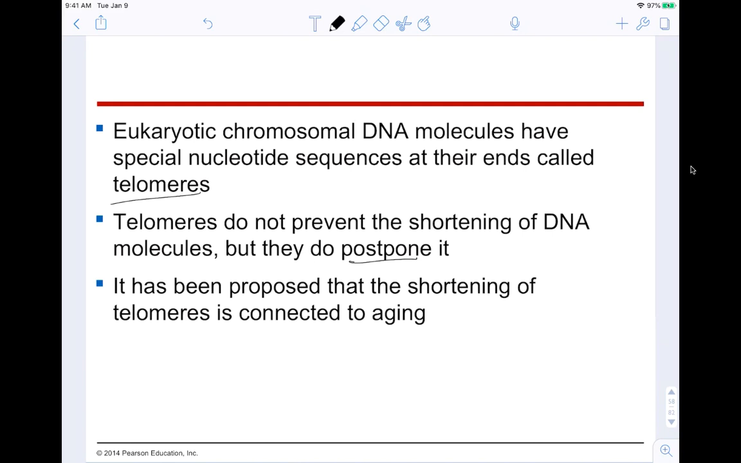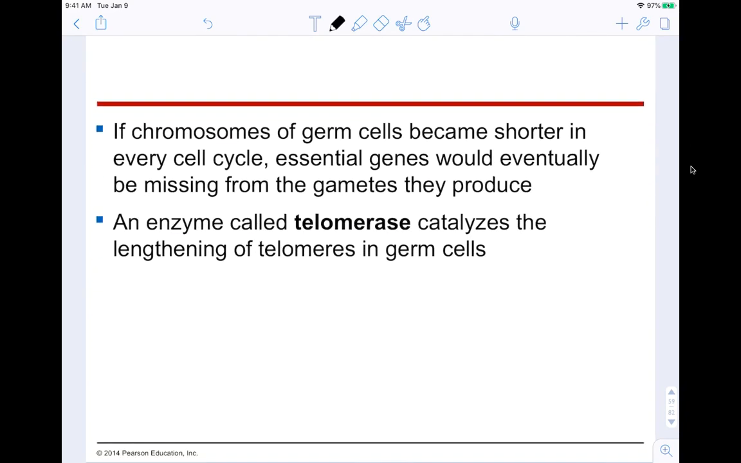But basically, telomere shortening causing aging is the hypothesis there. If chromosomes of germ cells become shorter in every cell cycle, essential genes would eventually be missing from the gametes they produce. Think about the telomeres: if it's just a little cap, and each time you replicate you get shorter and shorter, eventually that telomere is going to be gone, and you're going to be eating away the ends of all your genes, which means eventually you're going to have an issue with having all the genes in the cells. So an enzyme called telomerase catalyzes the lengthening of the telomeres in our germ cells in order to protect that DNA.